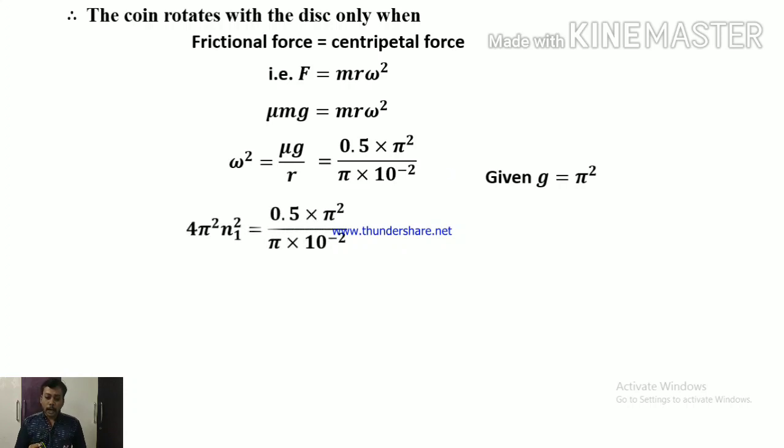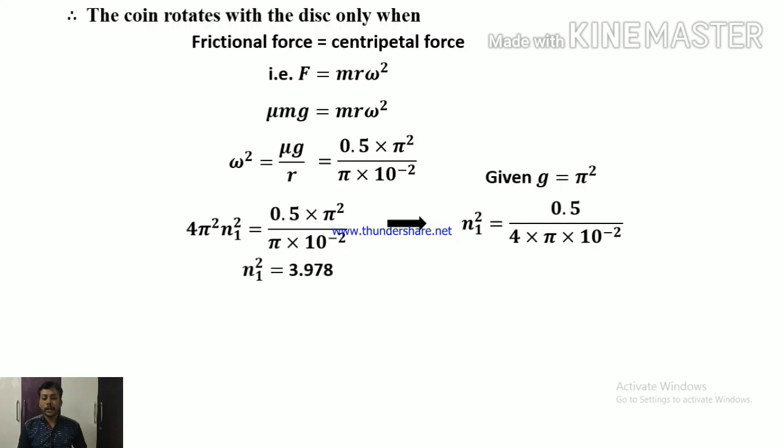Now from this again we know we have to calculate the frequency, and we know omega is equal to 2 pi n. So omega is 2 pi n. Now omega square becomes 4 pi square n1 square. So put the value of omega here. 4 pi square n1 square is equal to 0.5 into pi square upon pi into 10 raised to minus 2. Now from this, if we solve it, we get n1 square is equal to 0.5 upon 4 pi into 10 raised to minus 2.